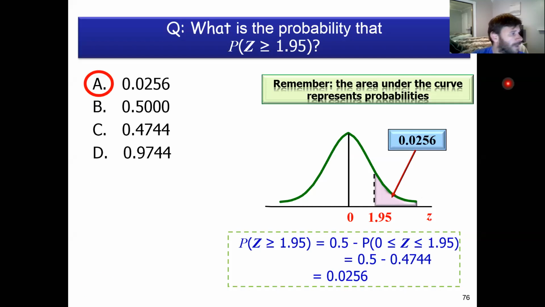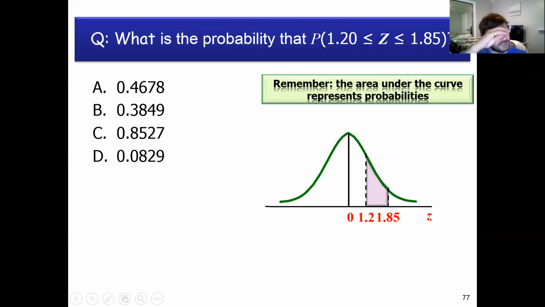Again, we could have used a little bit of our knowledge of the empirical rule, right? 1.95 is really close to 2 standard deviations out, which means the amount of area in this upper tail should be about 2.5%, which is very, very close to what we had found.